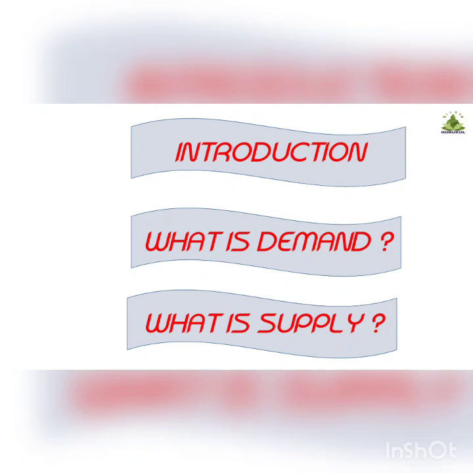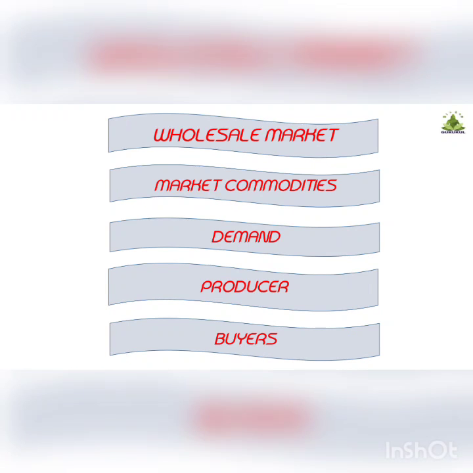So, in this video, we have discussed the introduction part of trade. We have seen about demand and supply. In the next video, children, we'll be dealing with wholesale market, market commodities, demand, producer, buyer, etc. Before starting up with the next video, children, continue with your eye exercise first.